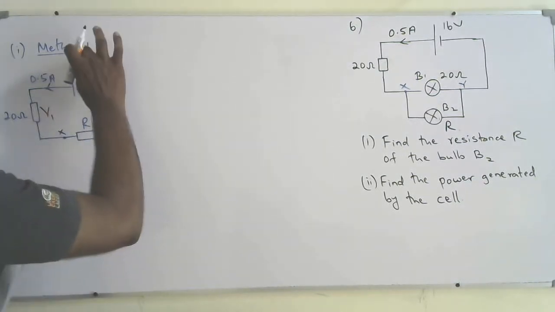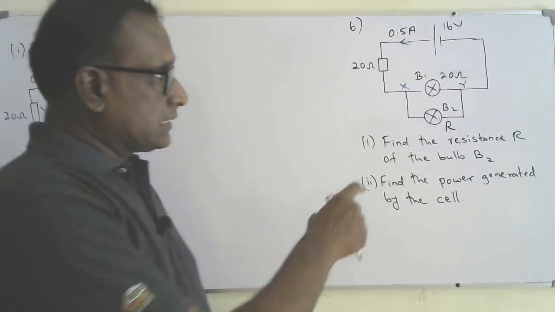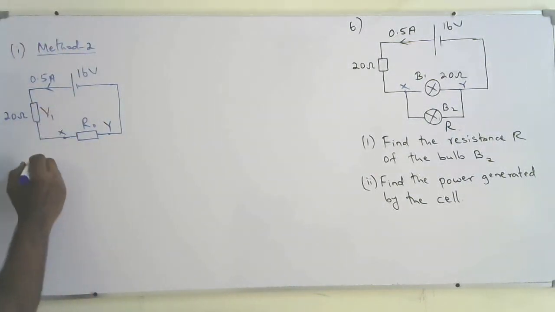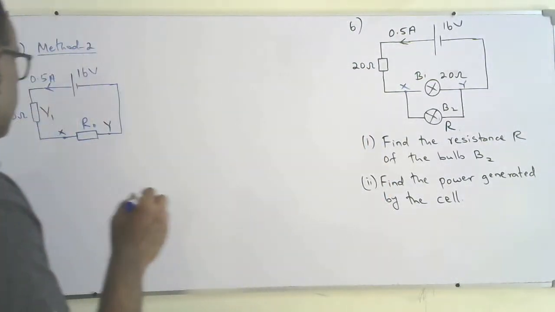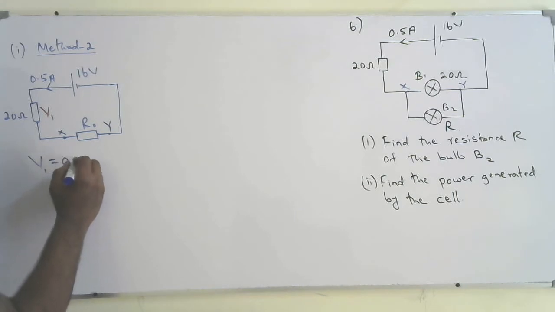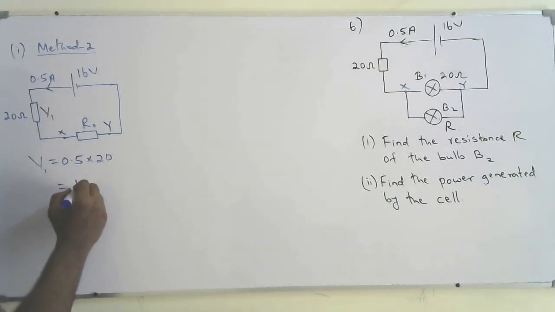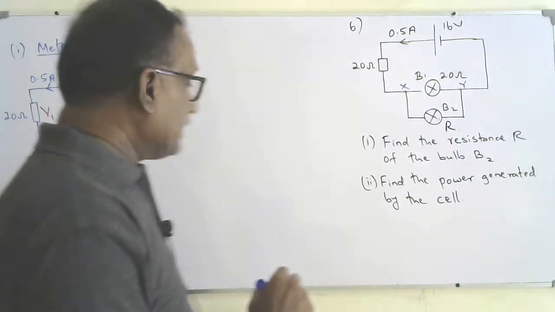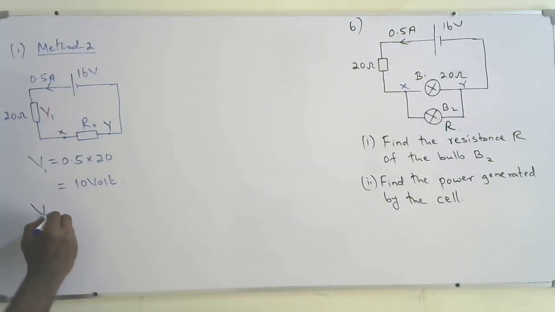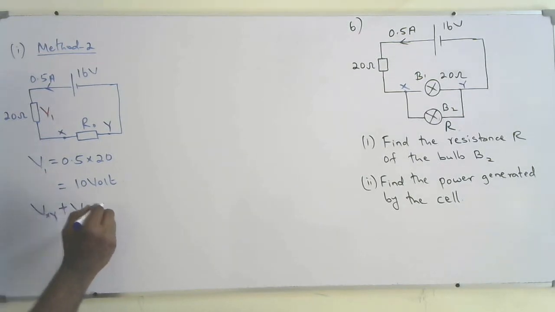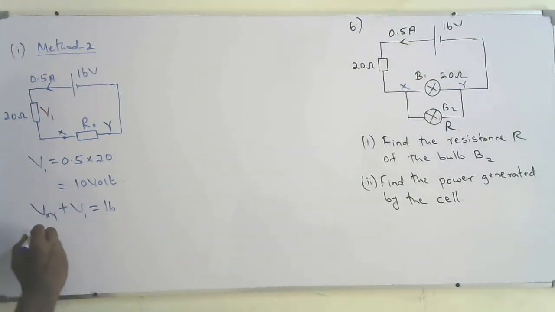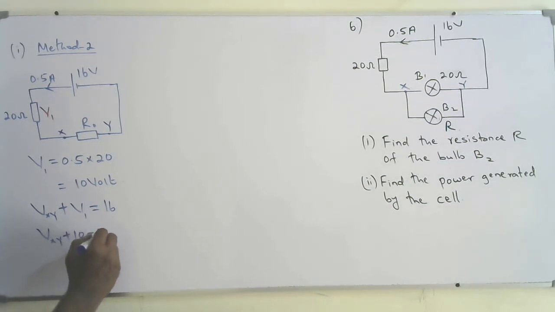So the second method, the same diagram I'm using, where the equivalent resistance of these two I took as R naught. Right, so the current flow is 0.5, so I can find V1, that's the voltage across the 20 ohm resistor. V1 is equal to current 0.5 times 20, that will be 10 volt. So, these two are in series, is it? So voltage across the junction Vxy plus V1, according to Kirchhoff's second law, is equal to 16. So Vxy plus 10 equals 16. So Vxy equals 6 volt.